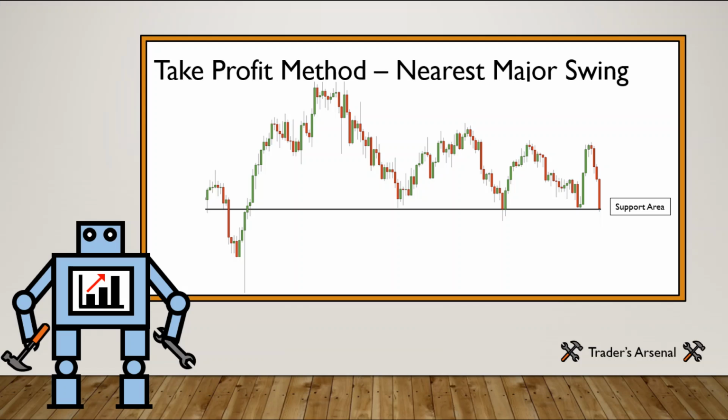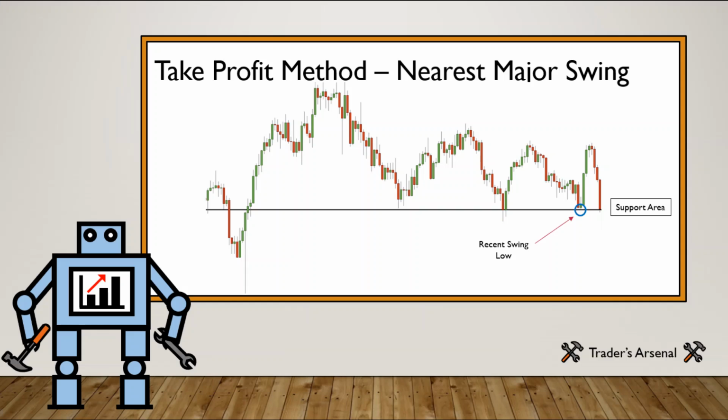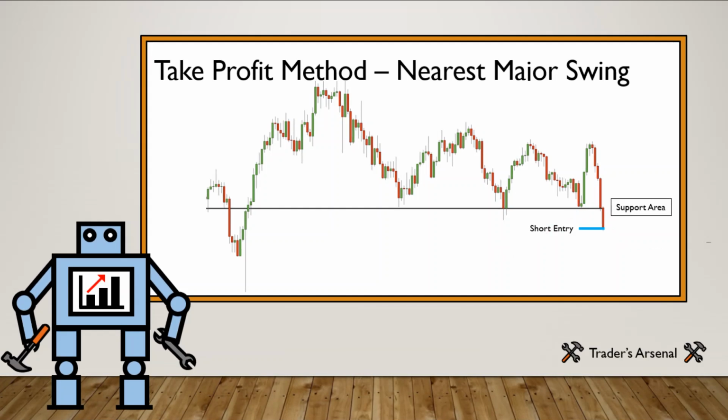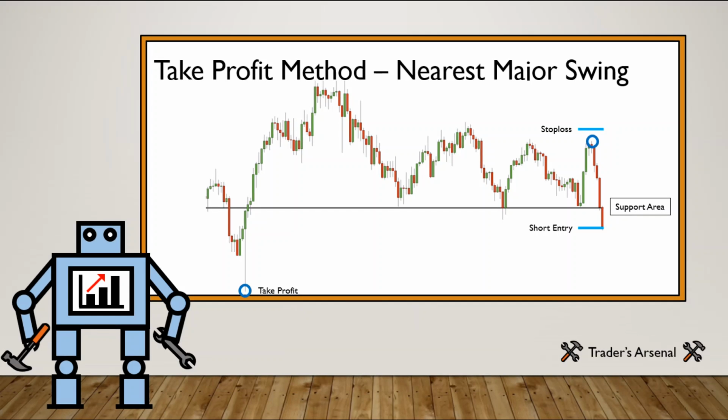For this example, let's assume we are using the break and close entry method. Using this method, when the price breaks and closes below this recent swing low, we will go short on the next candle open. Based on the price action, this candle has broken out of the descending triangle pattern with a strong bearish momentum, closing below the previous swing low. Our entry would be here right after the breakout candle closes. Stop loss will be a distance above this swing high. Looking at the chart, the nearest major swing over here will be our take profit target.